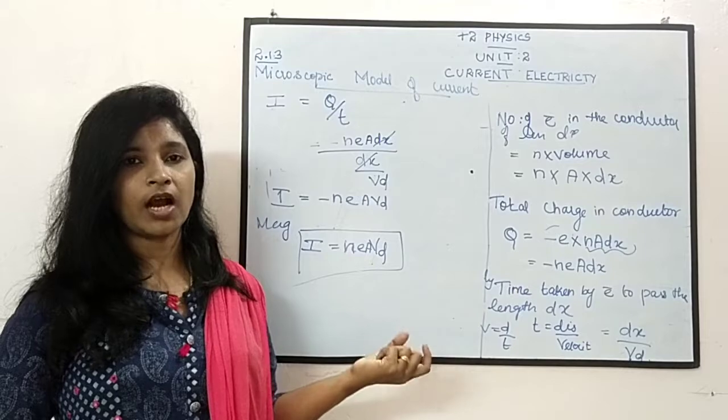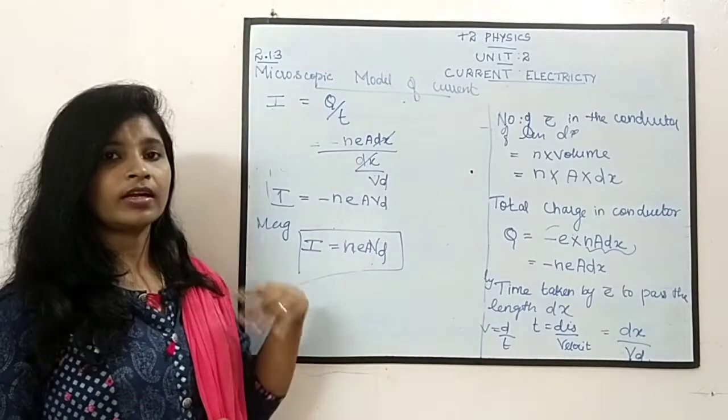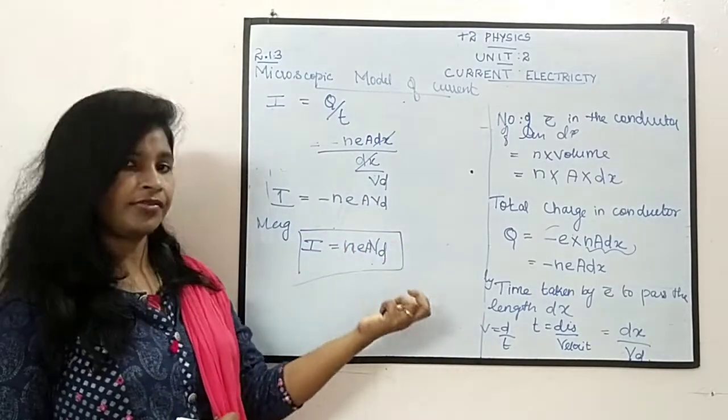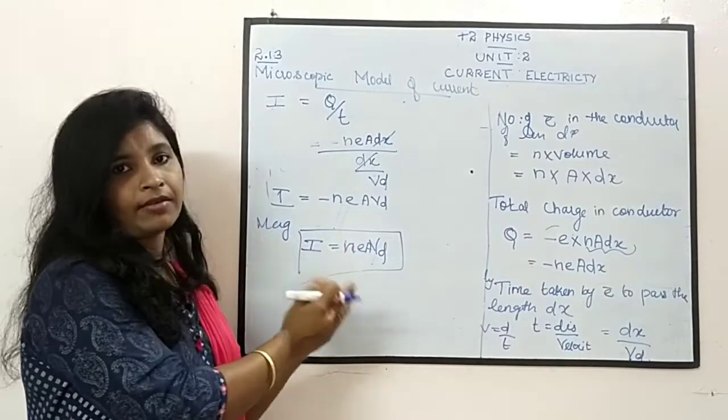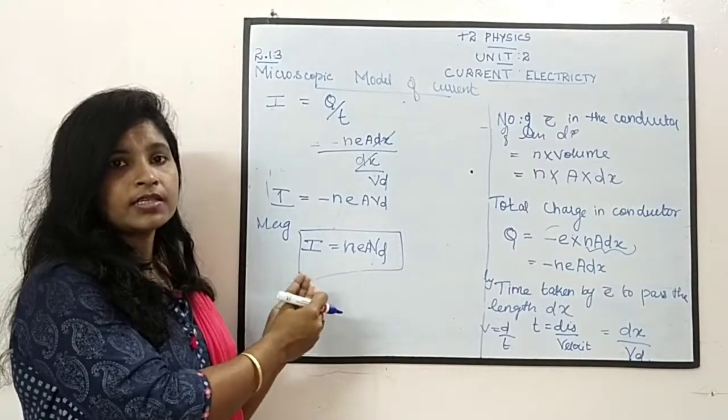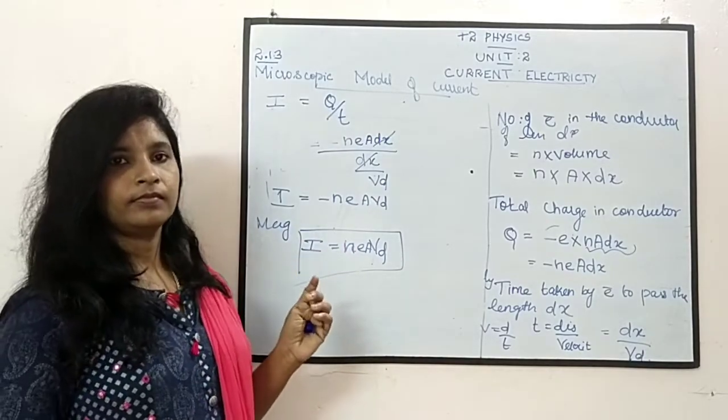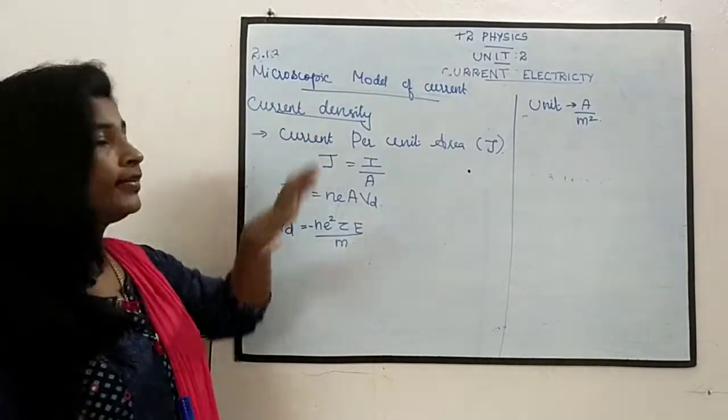Sometimes they will ask you the question as, give the relation or derive the relation between current and drift velocity. So you have to derive up to this. Okay. The next one is current density. The next one is current density.